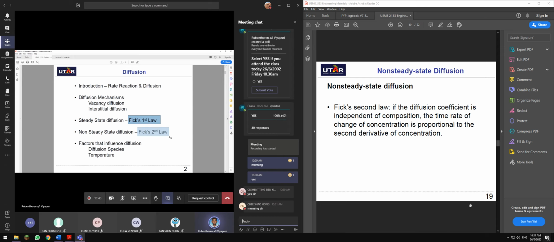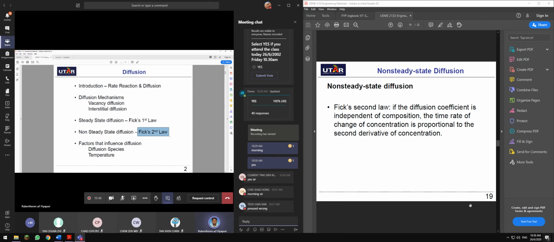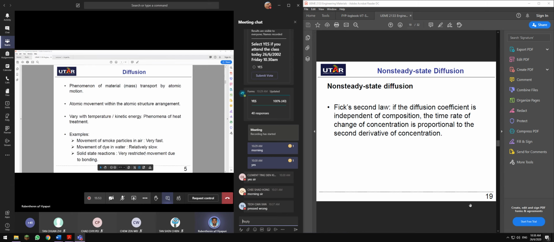So that is the reason why all the formulas associated with lecture 2 have a concentration profile, okay, which I have discussed previously.